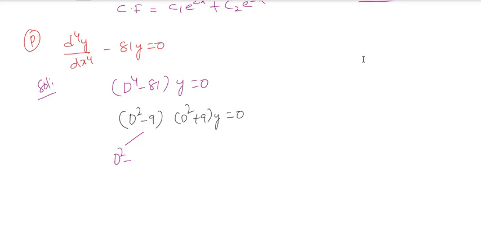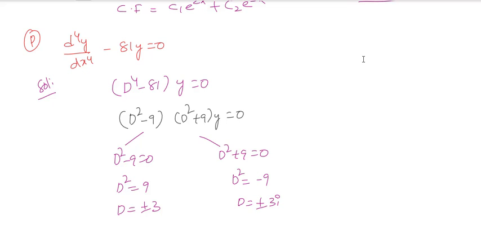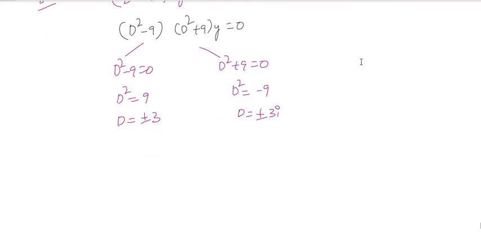D square minus 9 is equal to 0, and the other one is what? D square plus 9 is equal to 0. So this is d square is equal to 9, d is equal to what? Plus or minus 3 will be there. Then d square is equal to minus 9, d is equal to what? It's an imaginary value, which is nothing but plus or minus 3i. So these are the roots. Am I right or not?